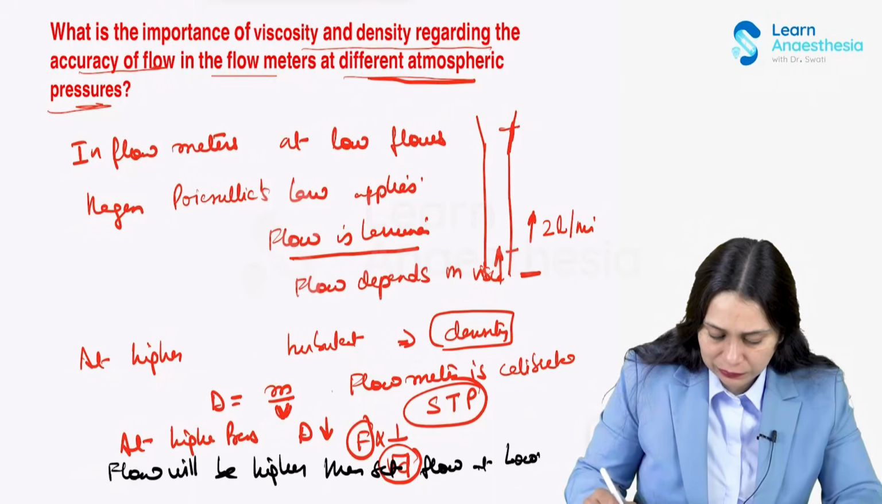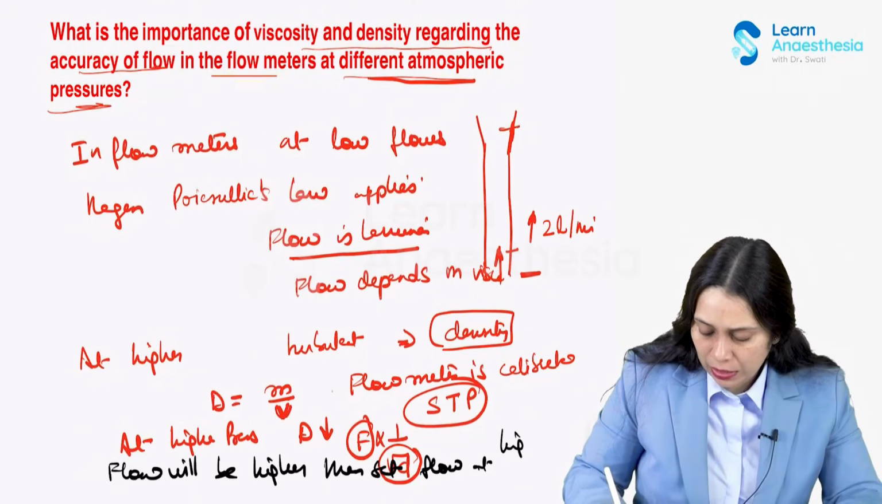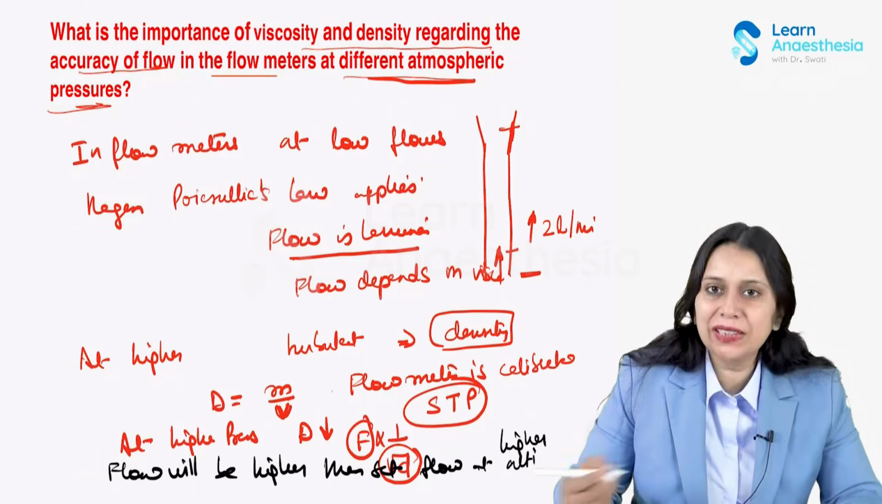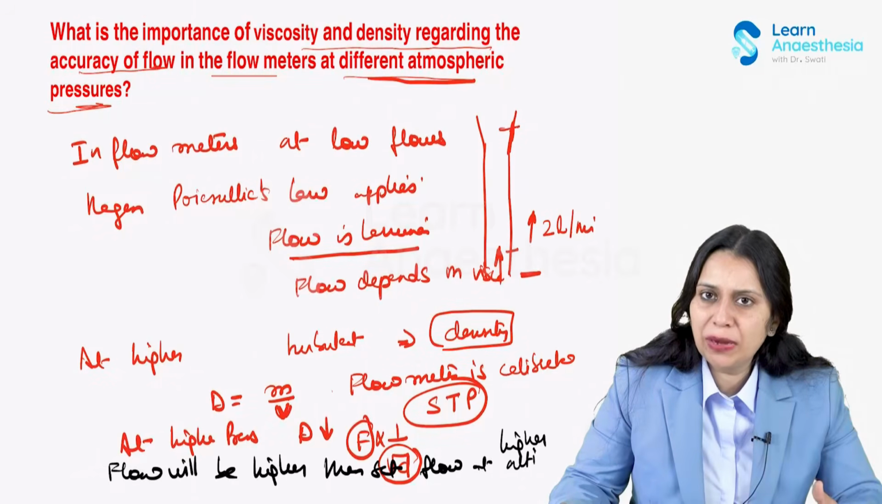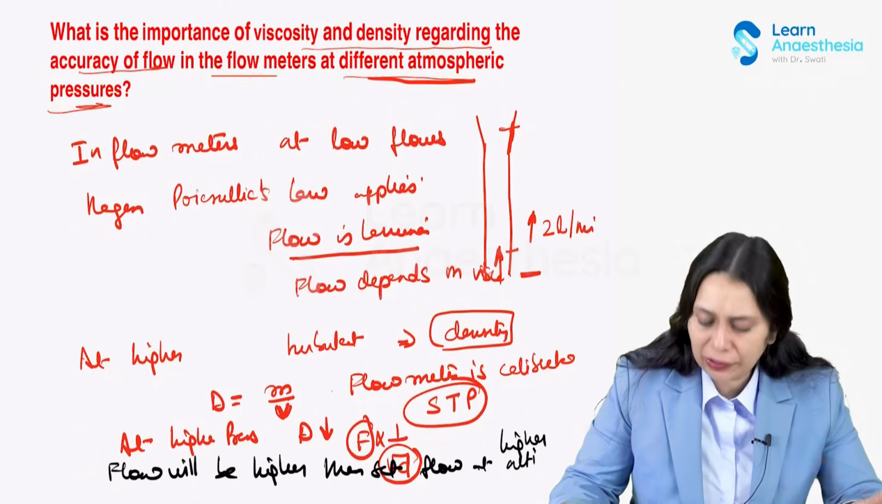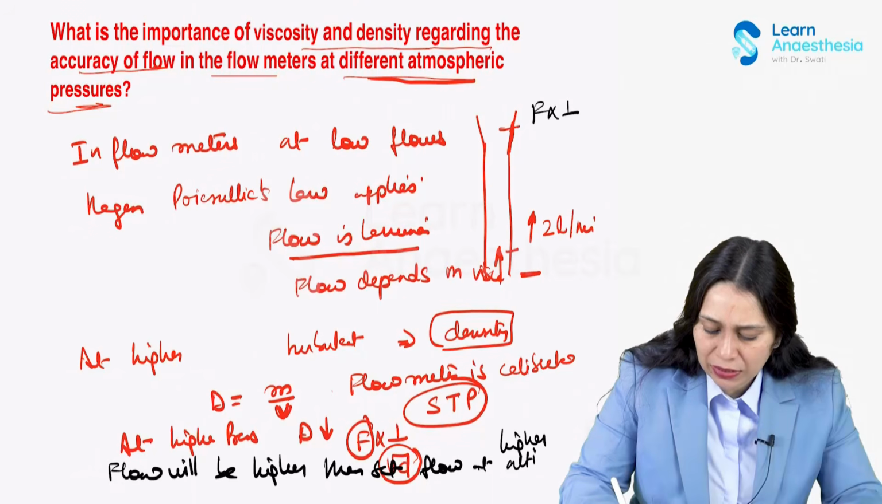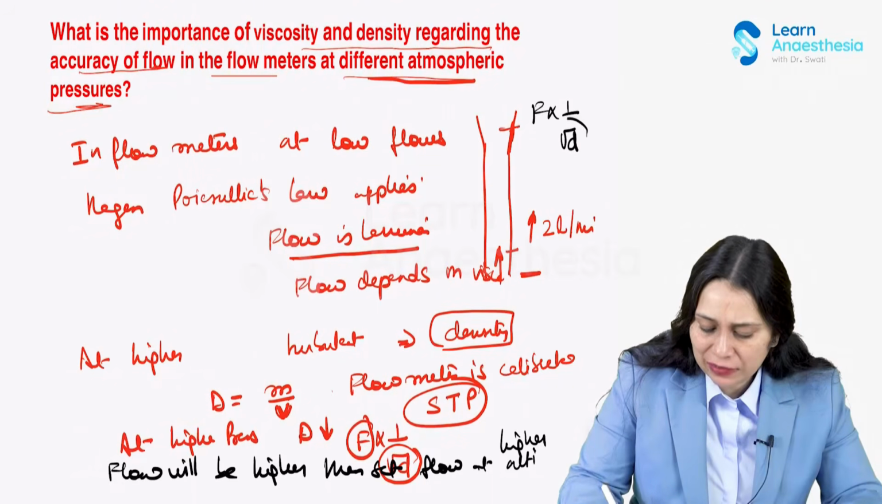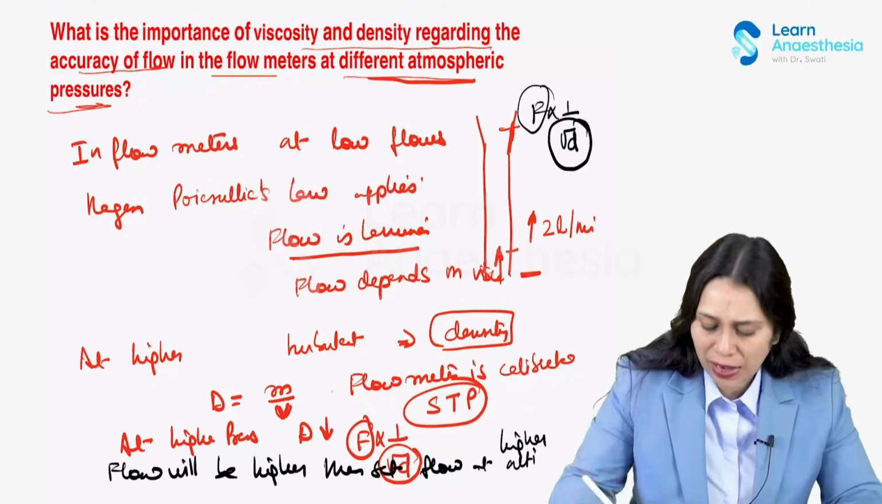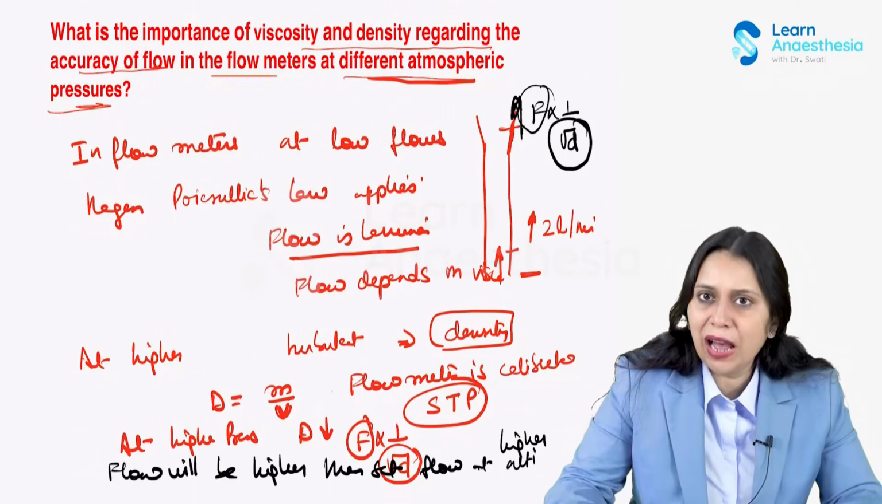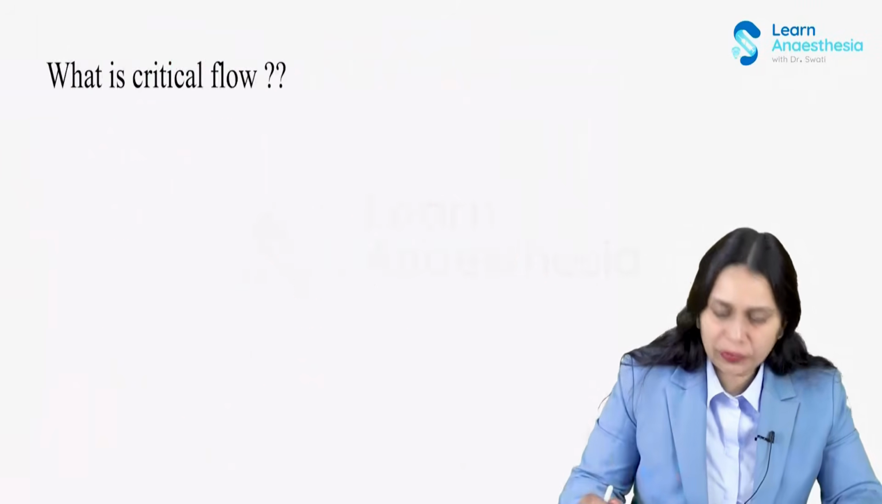Sorry, at higher altitude, not lower atmospheric pressure, because at higher altitude the density of gas decreases and flow is dependent inversely on the density. So at high flow, when the flow is dependent on the density of the gas, as the density of the gas is less, whatever flow we have kept, gas will flow at a higher rate than the set rate. Okay, so we have to be careful.